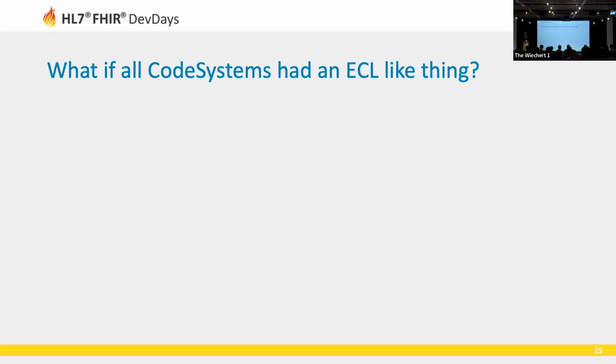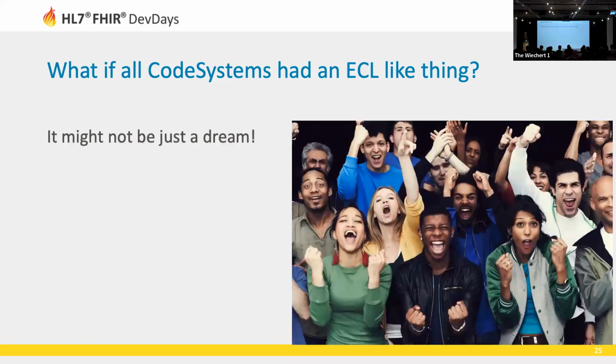So that's really awesome that SNOMED has that feature, and it's really handy and we use it quite a bit. But wouldn't it be great if all code systems had a language like that, so that you could fire these kinds of requests based on their properties at the server and be able to do basically exactly the same thing as you can for SNOMED, but for other code systems?